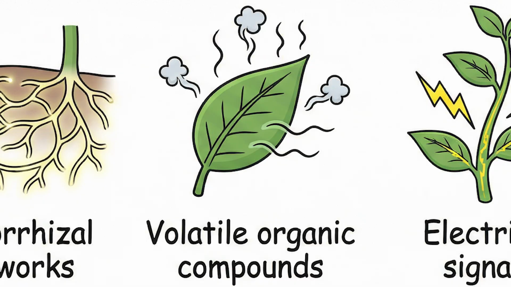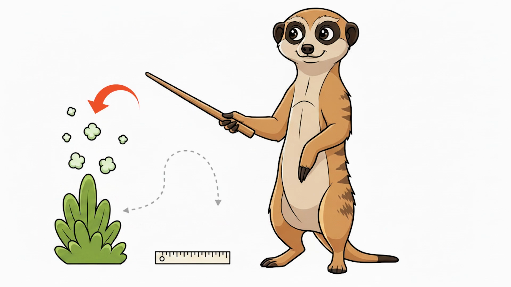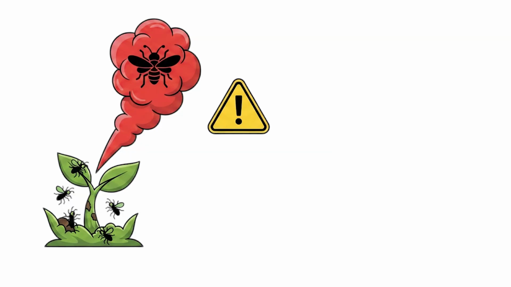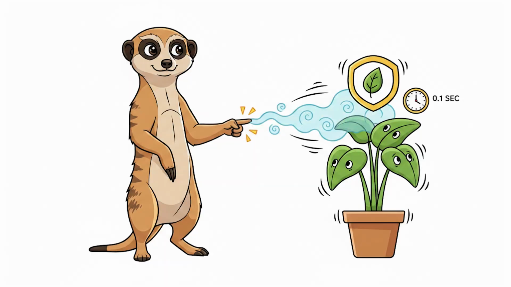Volatile organic compounds. These are the specific airborne chemicals that carry messages between plants. They are released as gases and can travel short distances through the air. Different compounds can mean different things, such as danger from insects or environmental stress like drought. What makes them unique is their speed, allowing plants to react quickly to changes happening nearby.